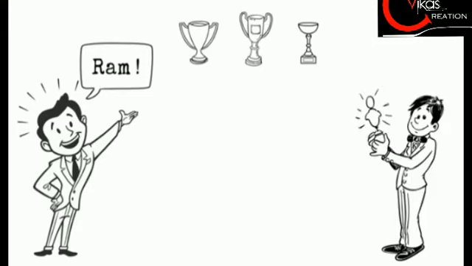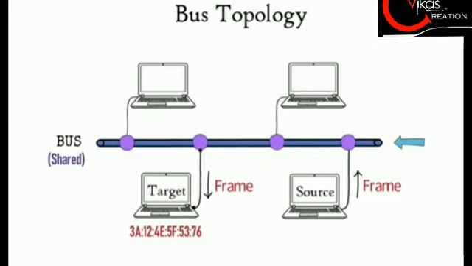Suppose you are distributing prizes as per the results of a competition. You ask Ram to come on the stage for his reward. So only Ram will go and collect the prize. Same is the case of bus topology. Only that computer accepts the frame to whom it is addressed.